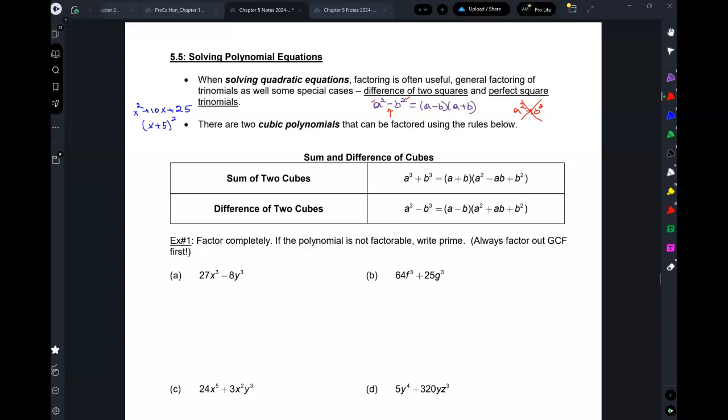If you have sum of cubes, a cubed plus b cubed, here's what you do. First, you take the cube root and the cube root. Easy enough. Then you square the first one, multiply the two, then square the last one. It's a very easy pattern. So let's look at the difference of two cubes. You have a cubed minus b cubed, cube root, and then square, multiply the two, square.